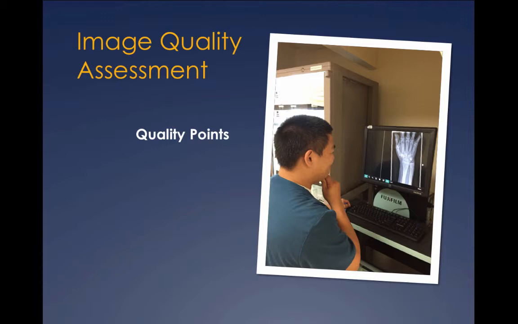After your exam has been run, assessing for image quality and quality points is the next step. Along with image quality assessment comes the concepts that we've learned in class, the technical factors that include contrast, density, detail, and distortion.